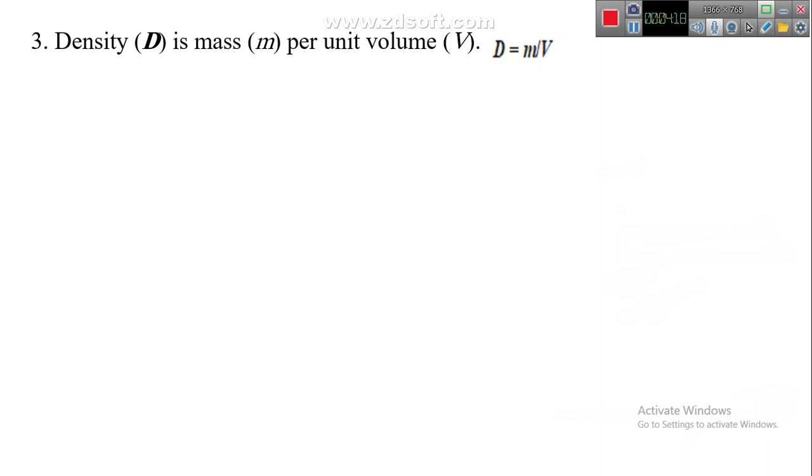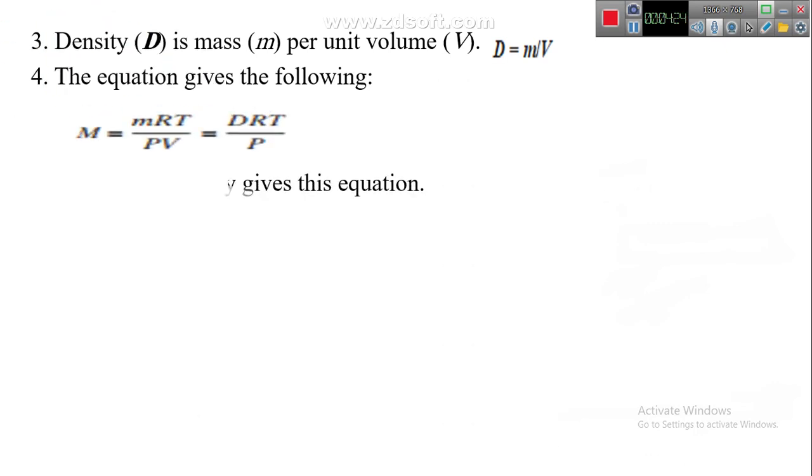Introducing the density into the equation gives the following. M is equal to mRT over PV. m over V is equal to density, so we can substitute m over V by density D. The equation becomes M equals dRT over P. Solving for density gives the following equation: D equals MP over RT.